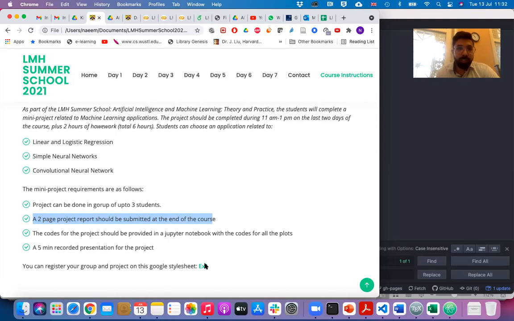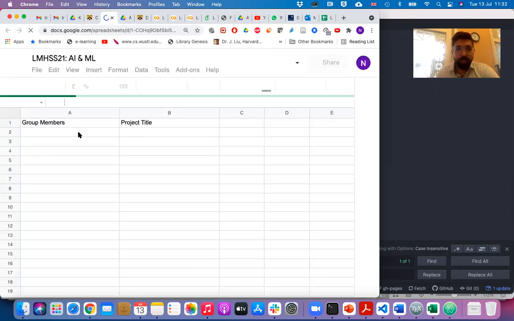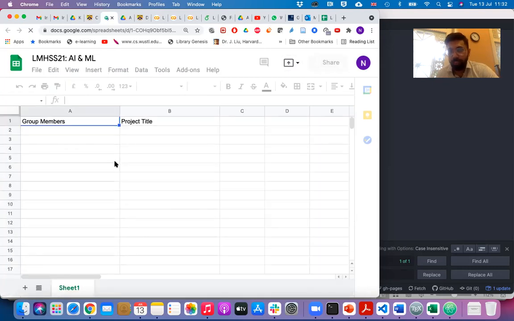You can register your project here. This is a Google spreadsheet, so just put the name of your team, your team members, and your project title here. Of course, don't add it in a new cell. Don't undo what other people have done, because you are sharing this notebook. The entire class will share it.